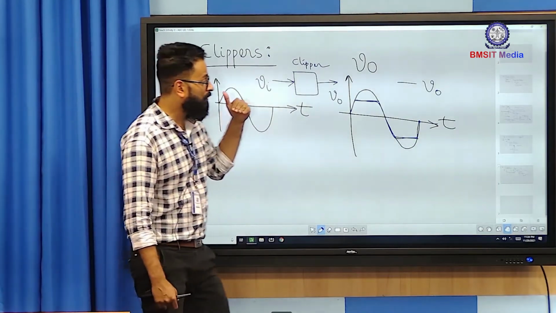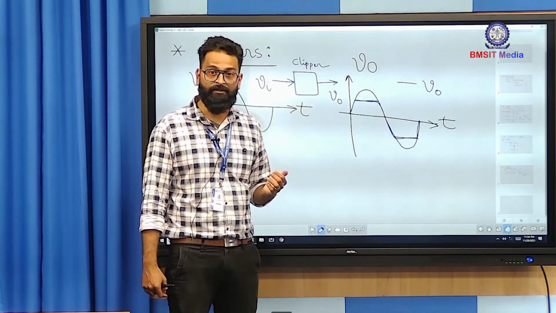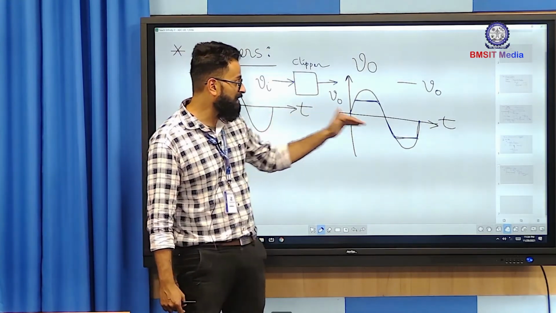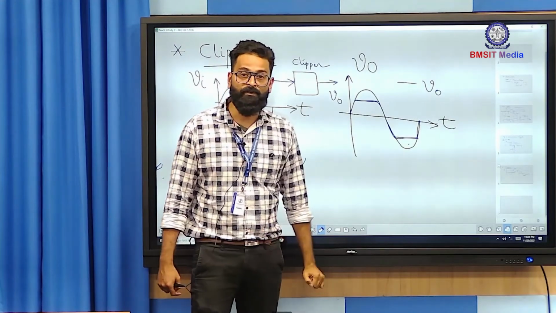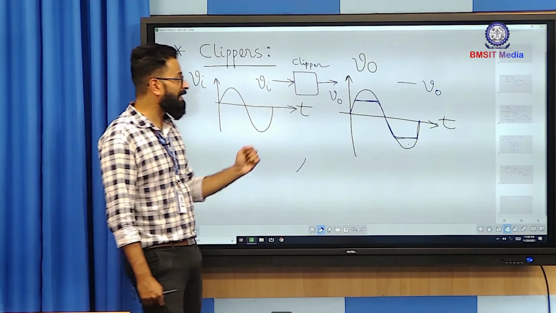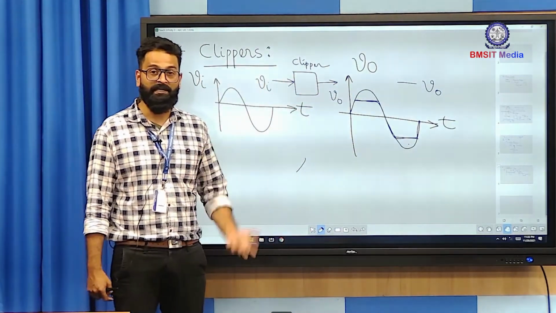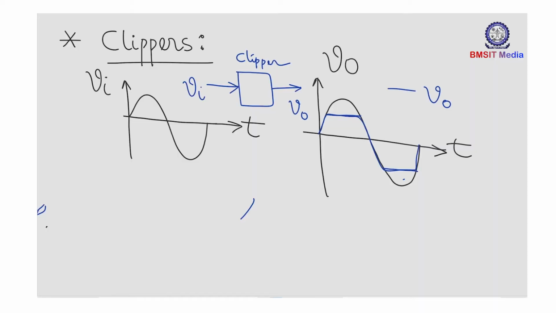The clipper which clips the positive half of the input waveform is called as a positive clipper. On the other hand, the clipper which clips the negative half of the input waveform is called as a negative clipper. And if a clipper clips the positive half as well as the negative half of the waveform, then you can call it as a bidirectional clipper. So let's start with a simple clipper such as series clipper.